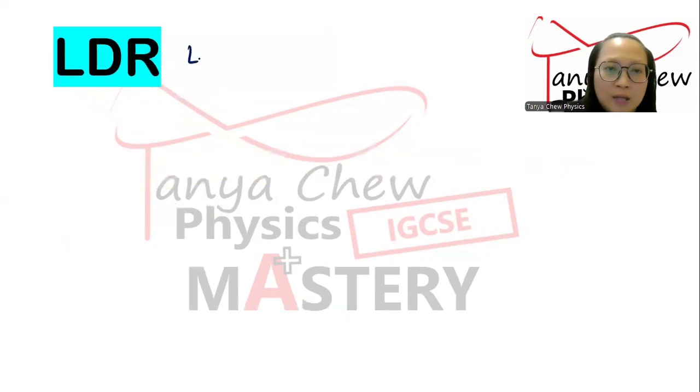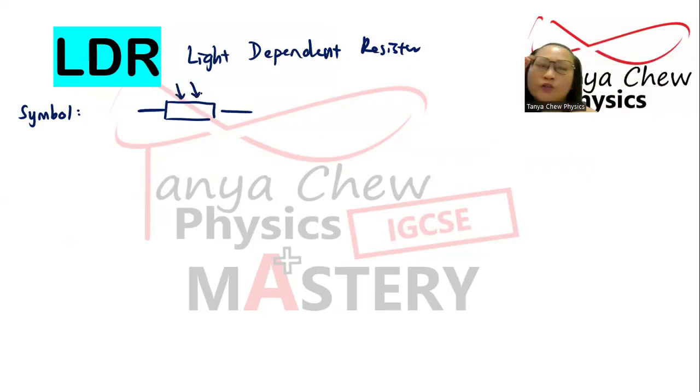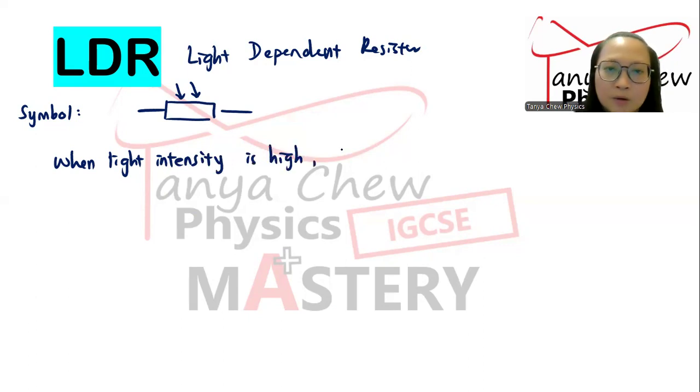LDR stands for light dependent resistor. So, symbol. There is an arrow to show that the light hits it. It is made of semiconductor, cadmium sulfide normally. So the working principle: light intensity means brightness. When intensity is high, resistance of LDR is low.